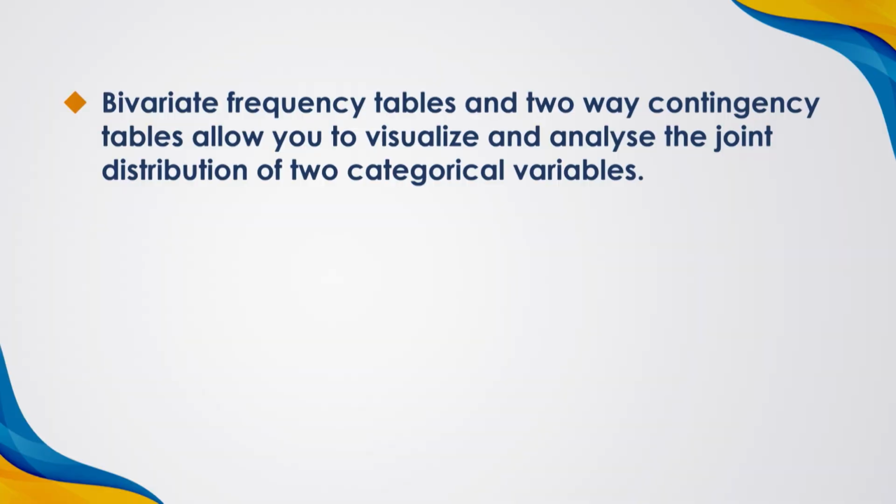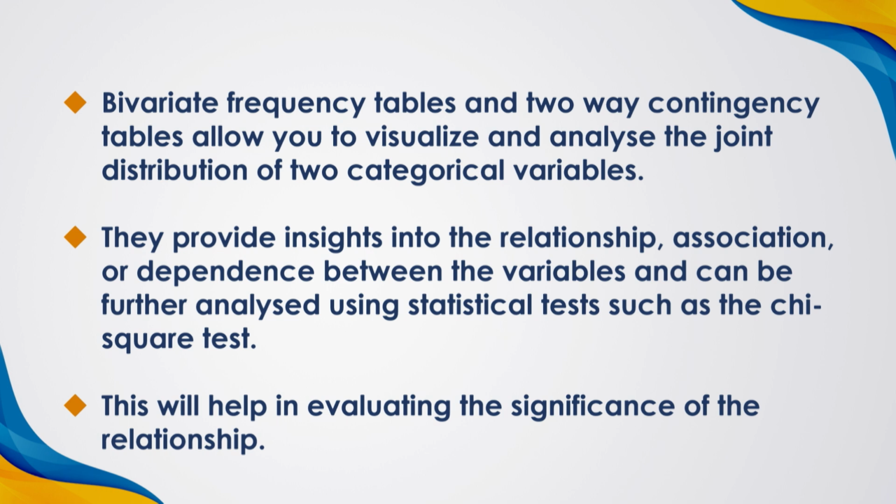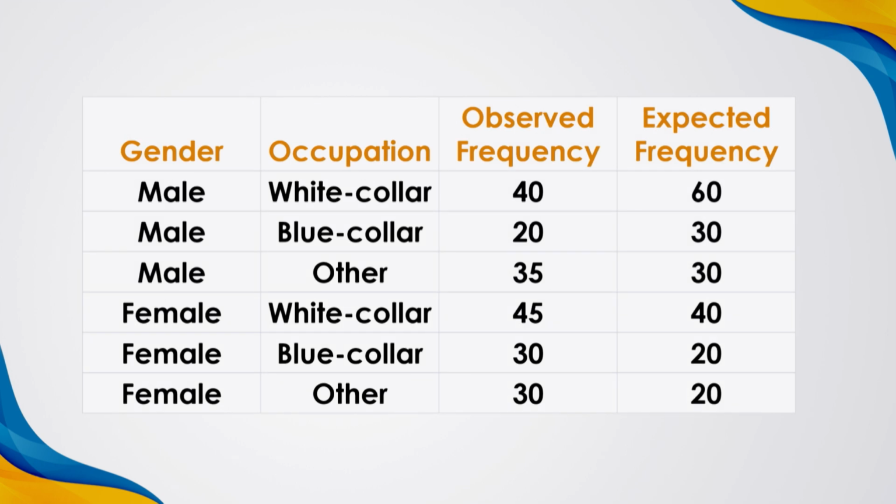Bivariate frequency tables and two-way contingency tables allow you to visualize and analyze the joint distribution of two categorical variables. They also provide insights into the relationship, association or dependence between the variables and can be further analyzed using statistical tests such as the chi-square test. This will help in evaluating the significance of the relationship. Let us go with the example here.